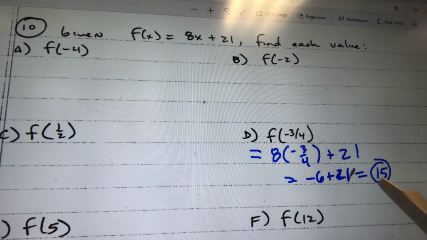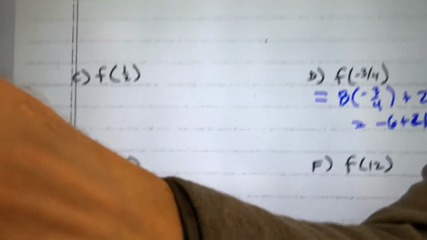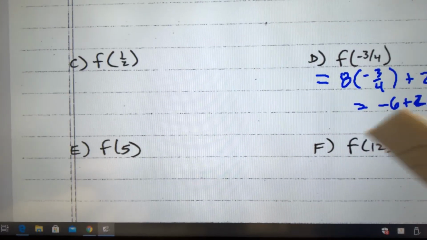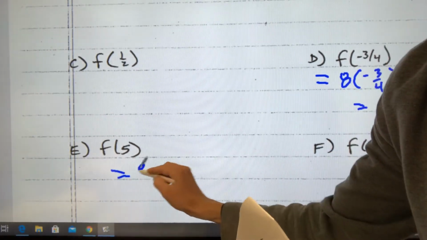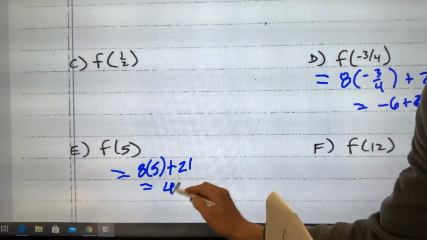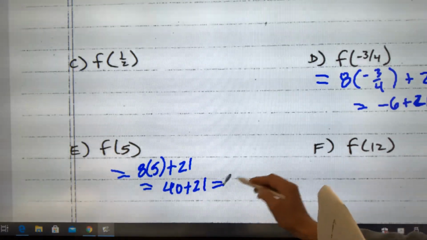All right. Then we got number 5. Here. I mean E, 4, 5, sorry. 8 times 5 plus 21. This is pretty easy. 61.